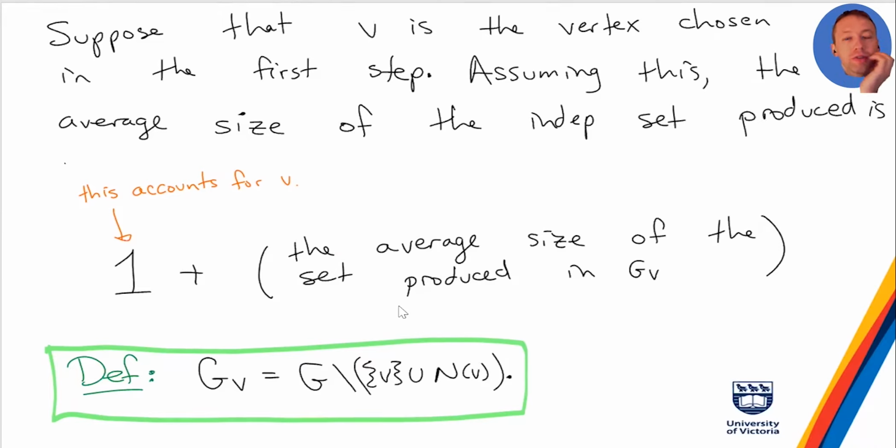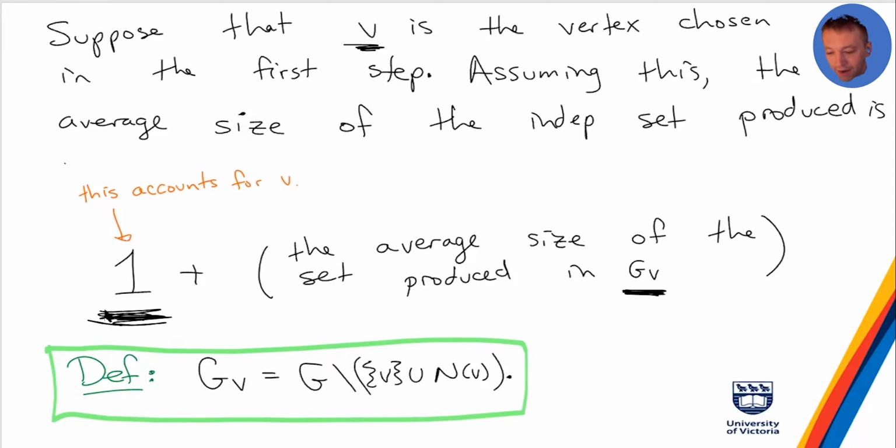Okay, so let's suppose I've already done the first choice and I chose vertex V. Under that assumption, the average size of the independent set produced is going to be 1 plus the average size that you get in G sub V, where G sub V is the graph you get from G by deleting V and the neighborhood. The 1 accounts for the fact that I've chosen V. So V contributes 1 to the independent set.